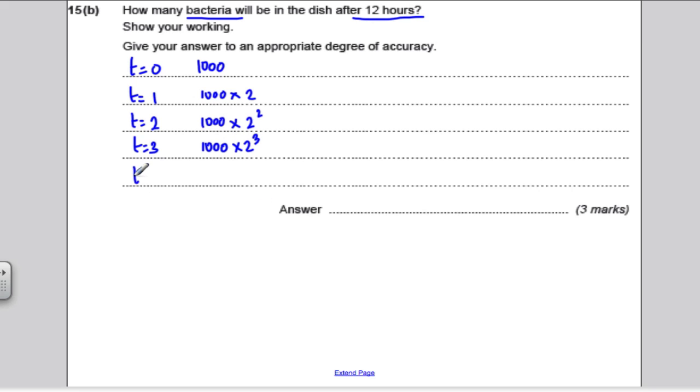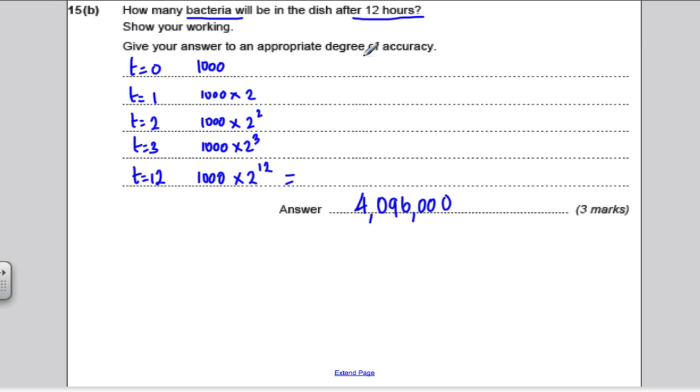So clearly when t is 12, just using this method, we're going to have our 1,000 times 2, but it's going to be raised to the power of 12. We're going to double it 12 times. So type that in your calculator and you're going to get the answer 4,096,000. So that's how many bacteria there should be after the 12 hours as required.